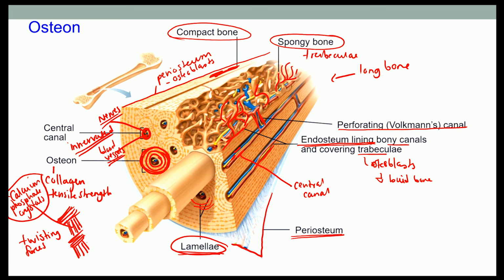We've got the blood vessels and nerves running down the central canal, and those blood vessels will be able to provide nutrients and fluids, but also be able to take away waste within the bone. And we've got the nerve supply as well, which will allow us to send and receive electrical signals within bone.